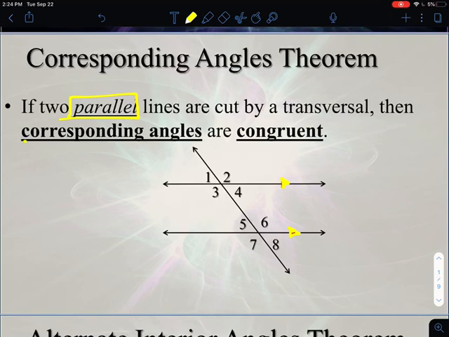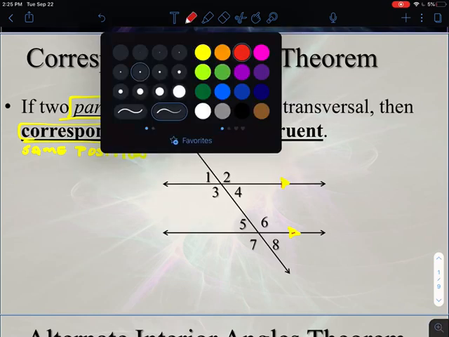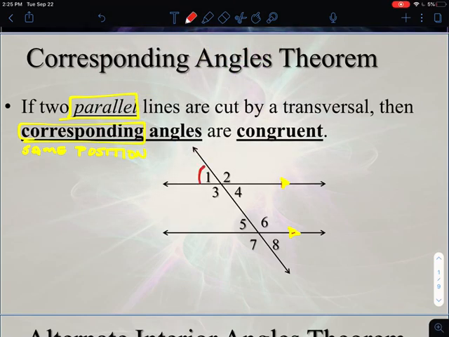So corresponding angles, if you remember corresponding, that meant same position. So same position on or within the group of angles. So we have the top group and bottom group in this case. So for corresponding, if I started with angle 1, for instance, the corresponding angle to angle 1 would be the other angle in the top left corner, which would be 5. So those are both top left angles within their groups. So based on this theorem, angle 1 and angle 5 are going to be congruent to one another.